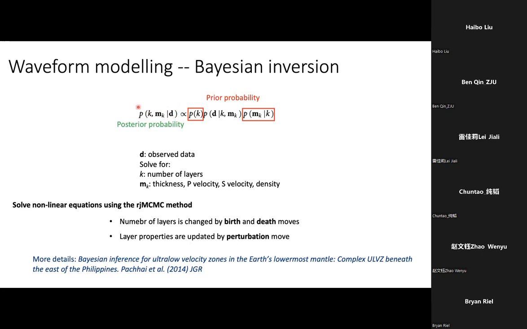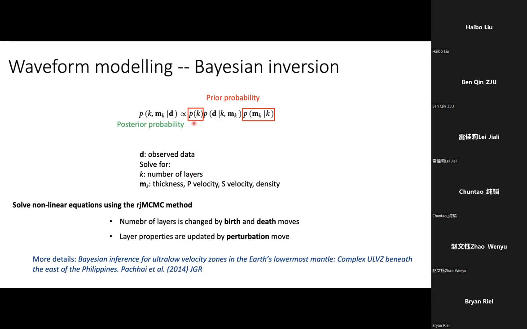And this term is proportional to the prior probability, P(K) and P(M_K|K). These are essentially the model parameters. Here, K stands for the number of layers. In their paper, I think they set this parameter from 1 to 4, which means the ULVZ can have 1 to 4 layers. And M is the model parameter that consists of thickness, P velocity, S velocity, and density.